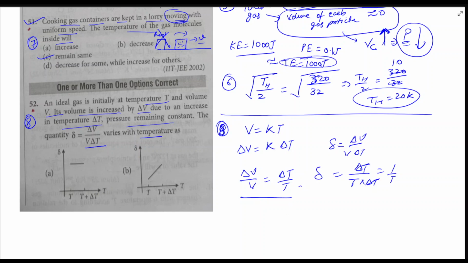So on the y axis we have delta V by V delta T, and on the x axis we have T. The simple equation will be y equals 1 by x, where x is T. So this is our equation. It is a rectangular hyperbola. So these two options are incorrect.